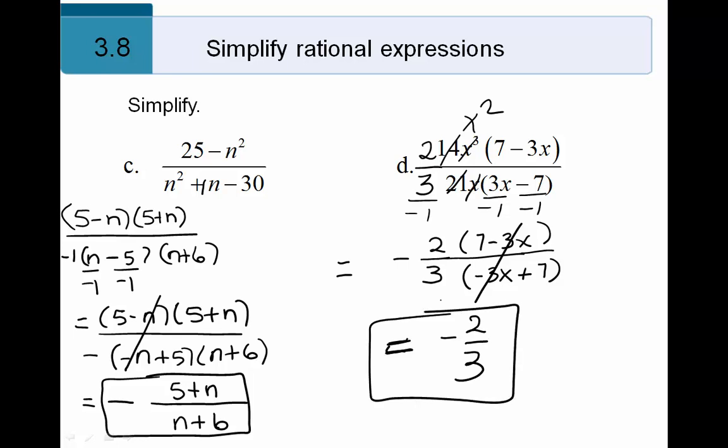How are we doing with these? I hope these factoring outs of the negatives aren't confusing you. All right, what do the next ones look like?